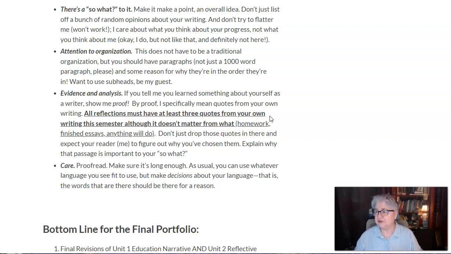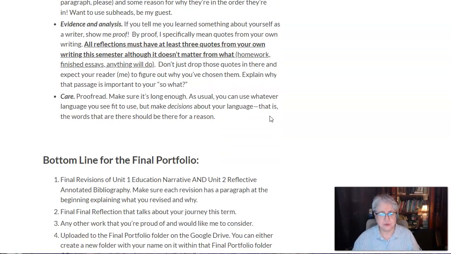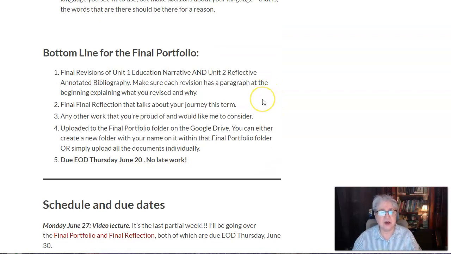Okay? So if you say, God, I used to write these really long paragraphs, don't put the whole paragraph in there, but you can point to the feature article, and now I understand what paragraphs are supposed to be about. Right? So it's that kind of stuff. And then proofread it. So this is sort of the bottom line on it.